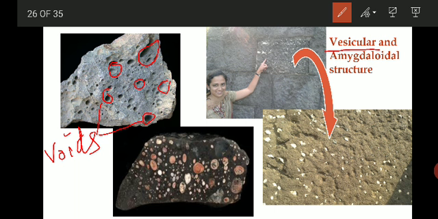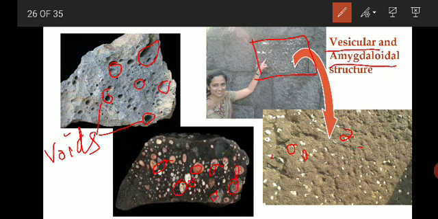Then what is meant by amygdaloidal structure? Amygdaloidal is the structure which forms in vesicular rocks. Whenever rocks are vesicular, this amygdaloidal structure can be seen in those rocks. The vesicles are filled up by secondary minerals, as you can see here. This picture is from Shaniwar Wada, Pune. On this rock you can see the cavities or voids are filled with secondary minerals.